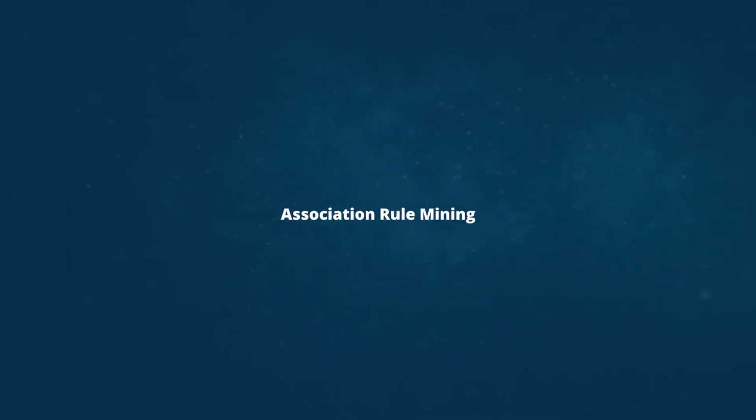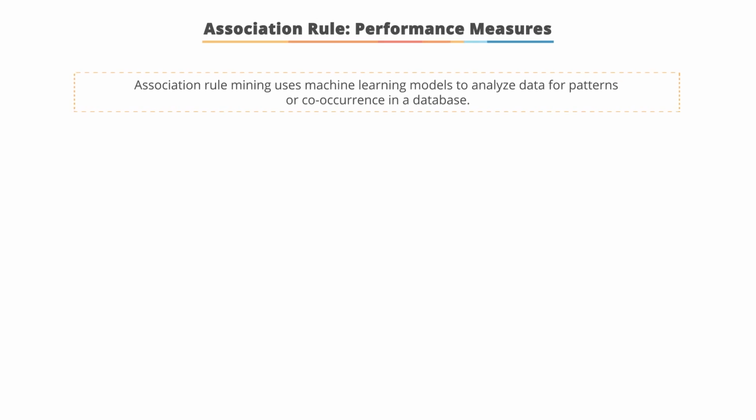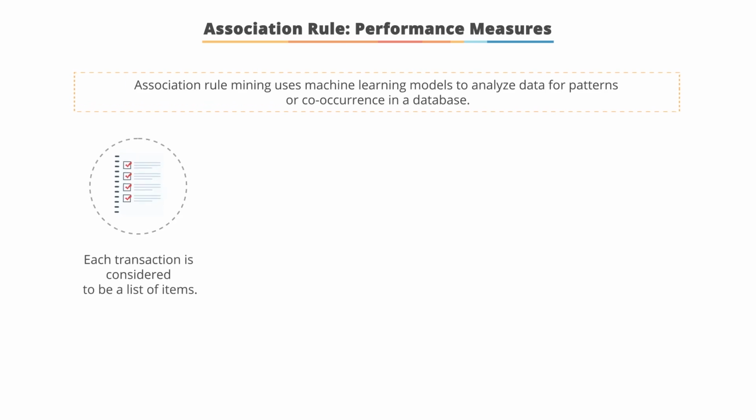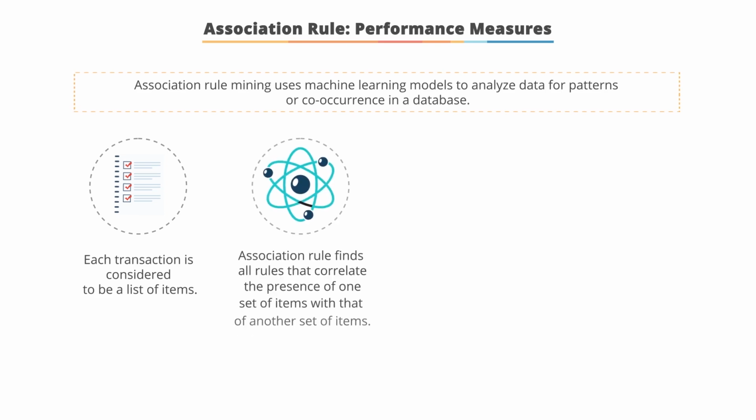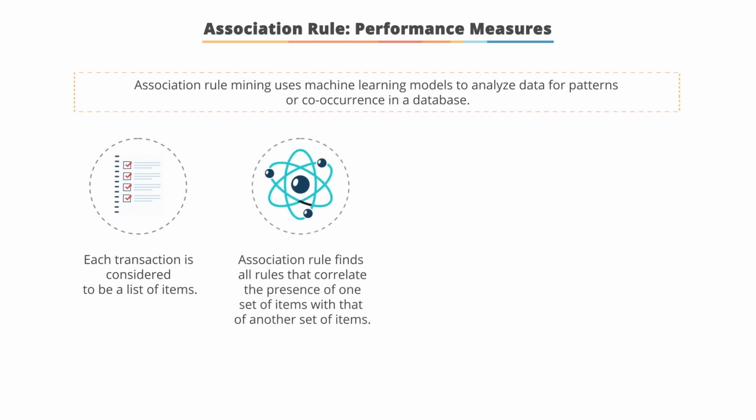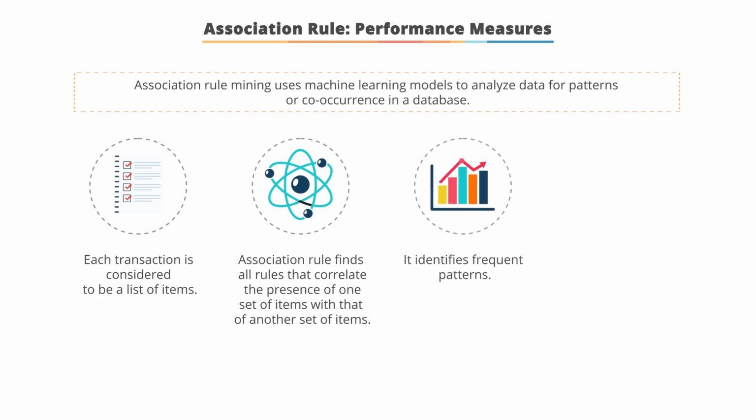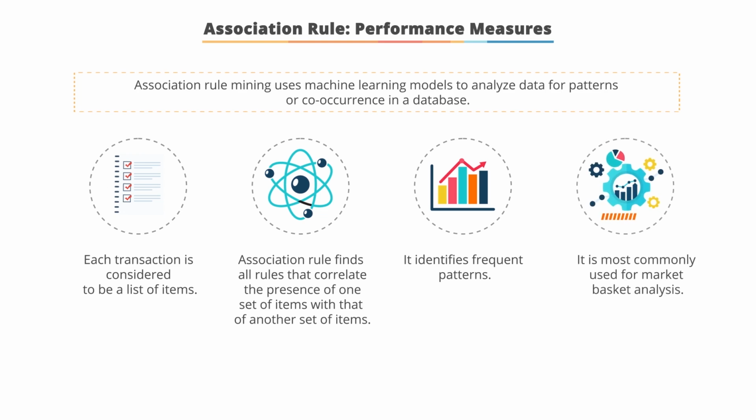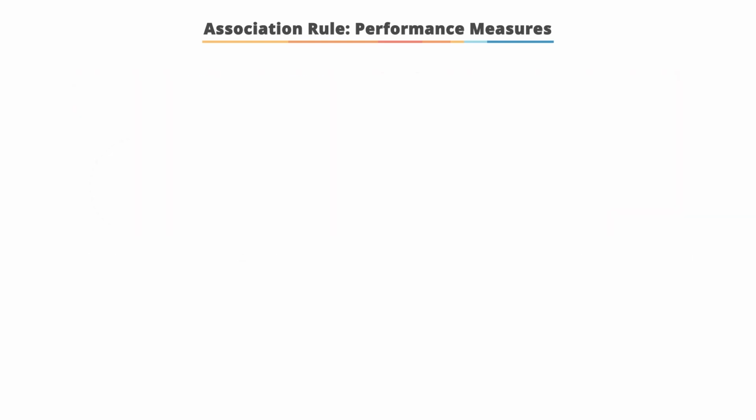Association rule mining. At a basic level, association rule mining involves the use of machine learning models to analyze data for patterns or co-occurrence in a database. It follows association rules, which identify frequent if-then associations. Given a database of transactions, each transaction is considered as a list of items. It finds all the rules that correlate the presence of one set of items with that of another set of items. It identifies the frequent patterns. It is most commonly used for market basket analysis.